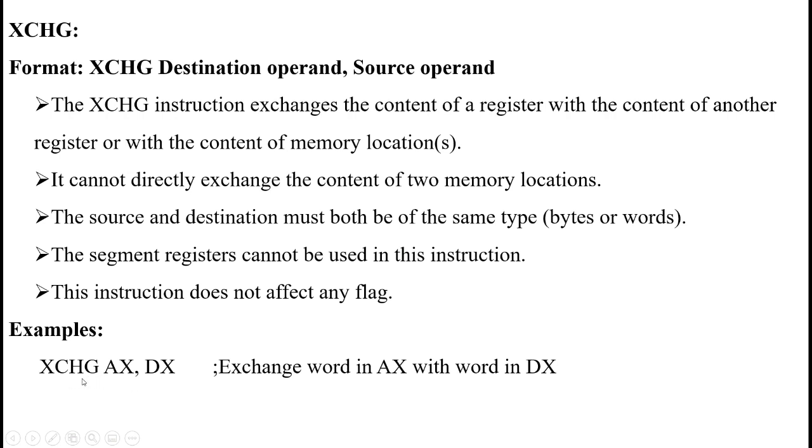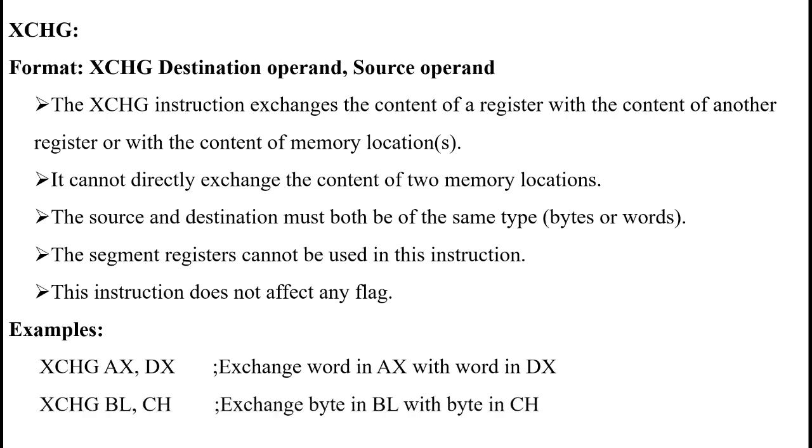So after execution of this instruction, whatever data is available in DX goes to AX, and whatever data is available in AX goes to DX register. Here AX and DX both are 16-bit registers. So you have to check while using the instructions, both should be the same size. If the DX is 16-bit, the other operand, also a register, should also be a 16-bit register, AX and DX.